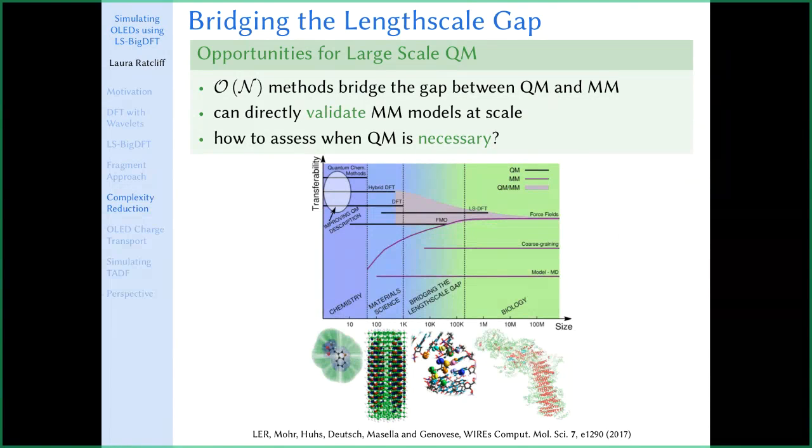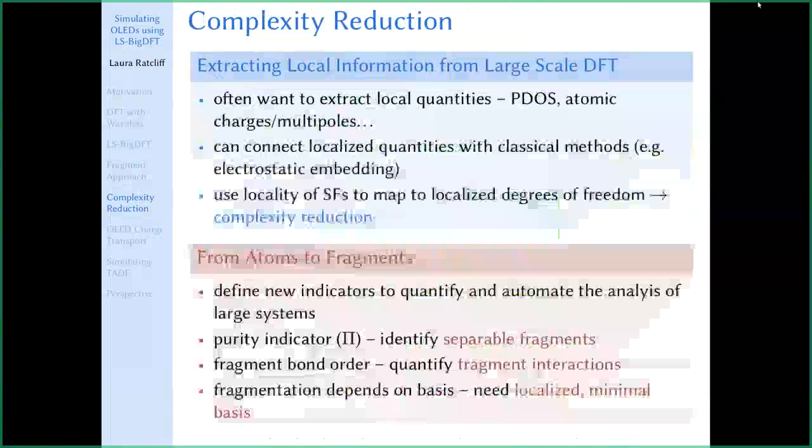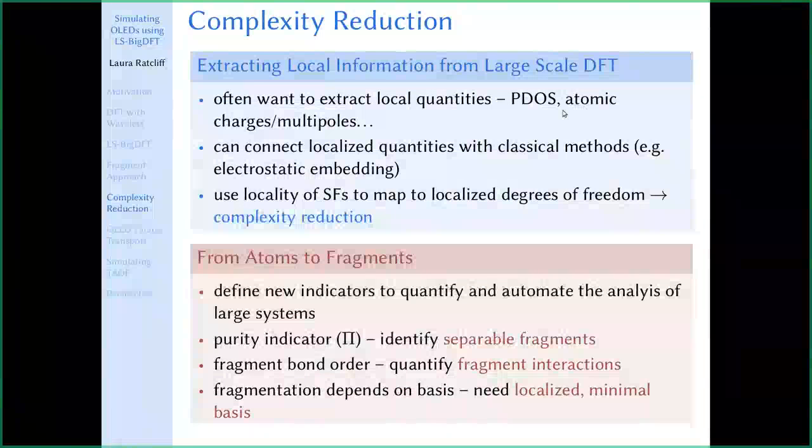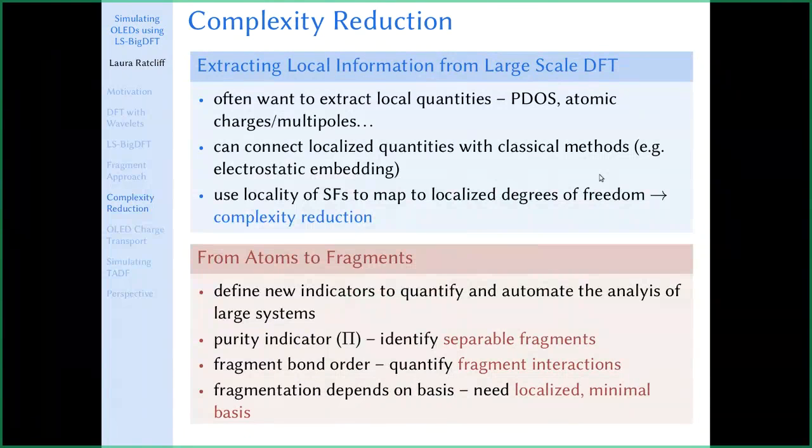So one of the other things that we've been working on is a way of reducing the complexity of large-scale DFT calculations. In DFT we often want to extract local quantities, whether that's some kind of projected density of states or looking at atomic charges or multipoles. The advantage of looking at localized quantities is that we can connect with classical methods, for example electrostatic embedding approaches. The nice thing about the linear scaling DFT formalism is that we can use the locality of the support functions to map to localized degrees of freedom. And this enables us, in some sense, to reduce the complexity of the problem.